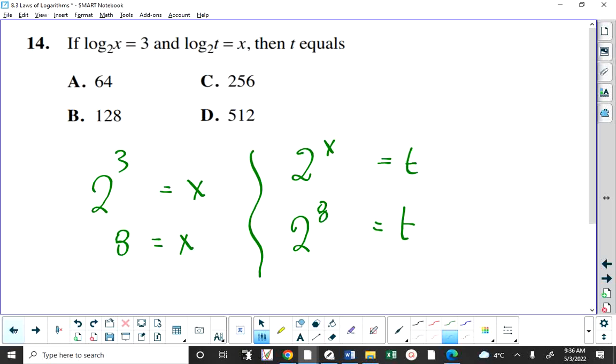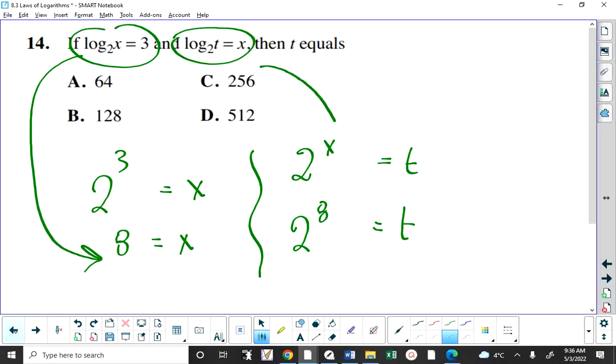Sure. Do you agree that when you rearrange this equation for x, you reveal to yourself that x is 8? Okay. And do you see that the second equation gives us this? When you rewrite log base 2 of t equals x, you write 2 to the x equals t. So t is equal to 2 to the x. Right? That's what this is saying. But x is 8.